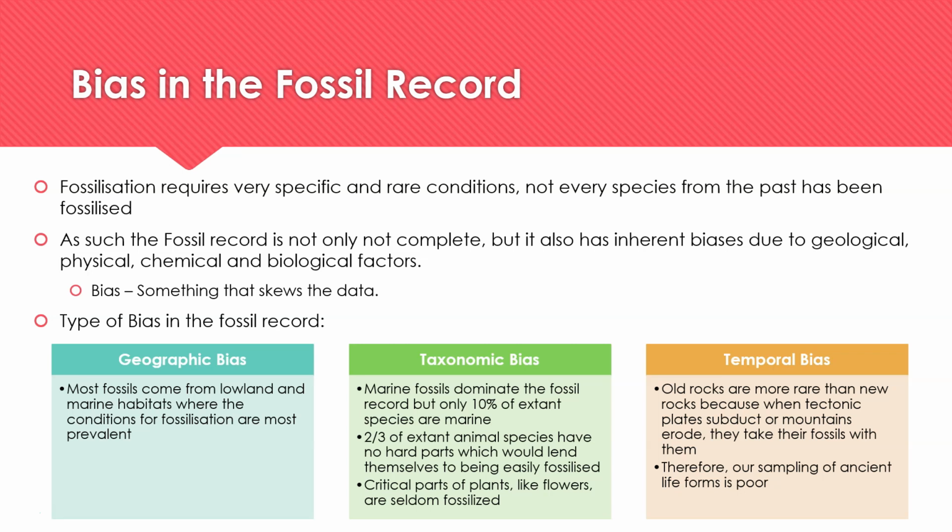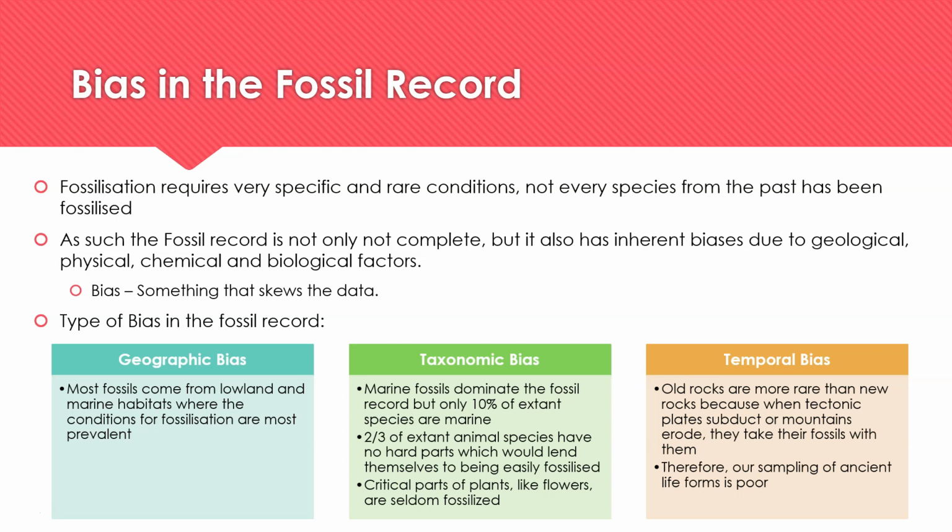So, geographic bias. A lot of the time, we find fossils from lowland areas or marine habitats. And the reason for that is those environments are really good at leading to fossilization, much more so than a lot of other areas. So those really high areas or those really hot areas maybe don't allow fossilization to occur. It's much harder for it to happen there. So that's the first kind, geographic bias, that where the organism's from is either going to make it more or less likely for it to become fossilized.